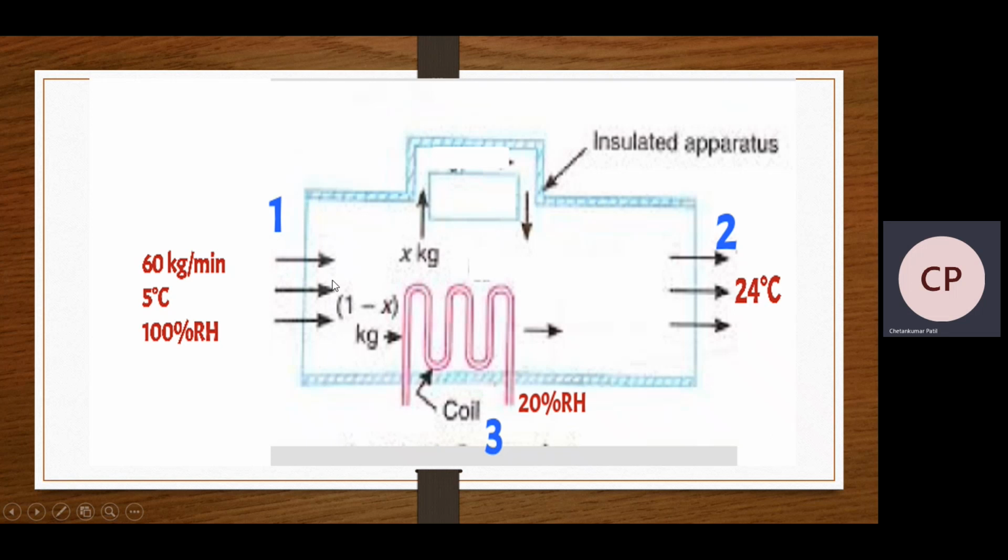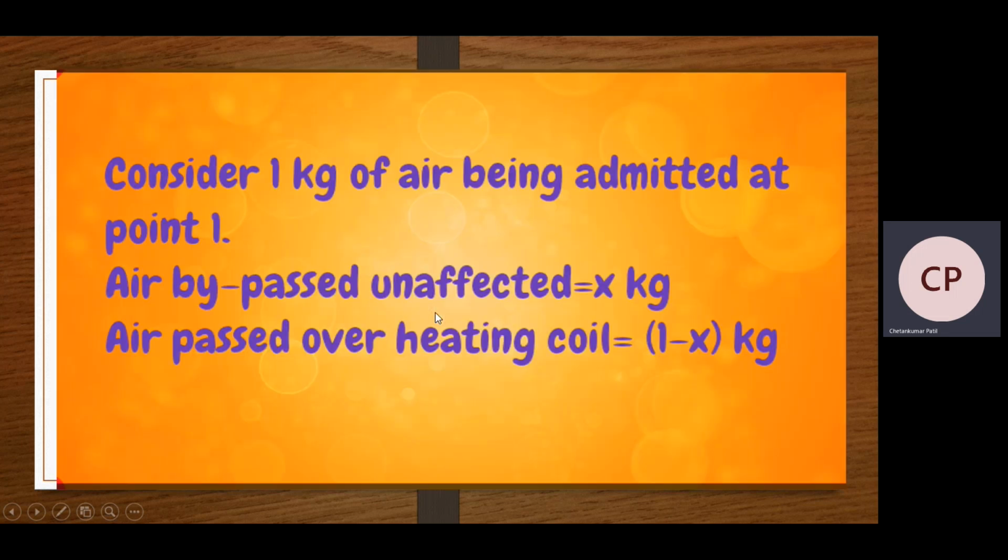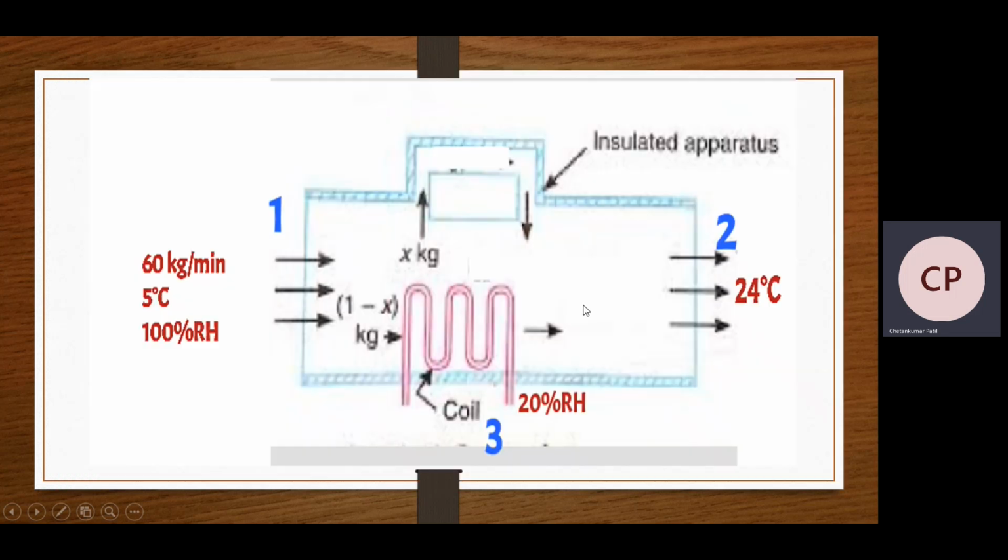Then what is the remaining air? That is 1 minus x. So the air passed over the heating coil is equal to 1 minus x kilogram. So in this diagram this data is clearly shown.